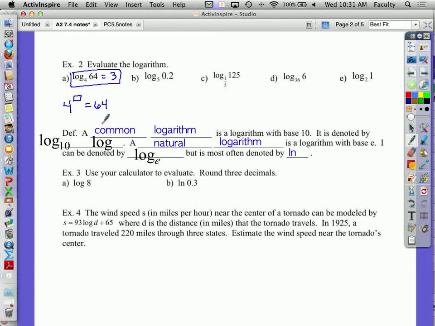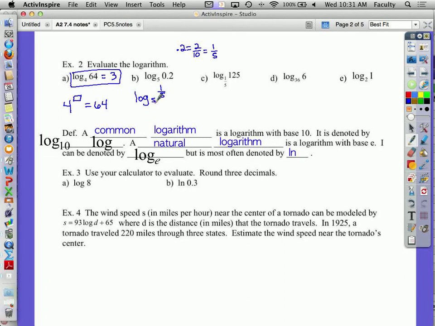Now, in letter B, this one's a little bit tricky because this does not look like a 5 right now, it's a 0.2. But what I know is 0.2 is 2/10, right? But 2/10 can be rewritten as 1 over 5.